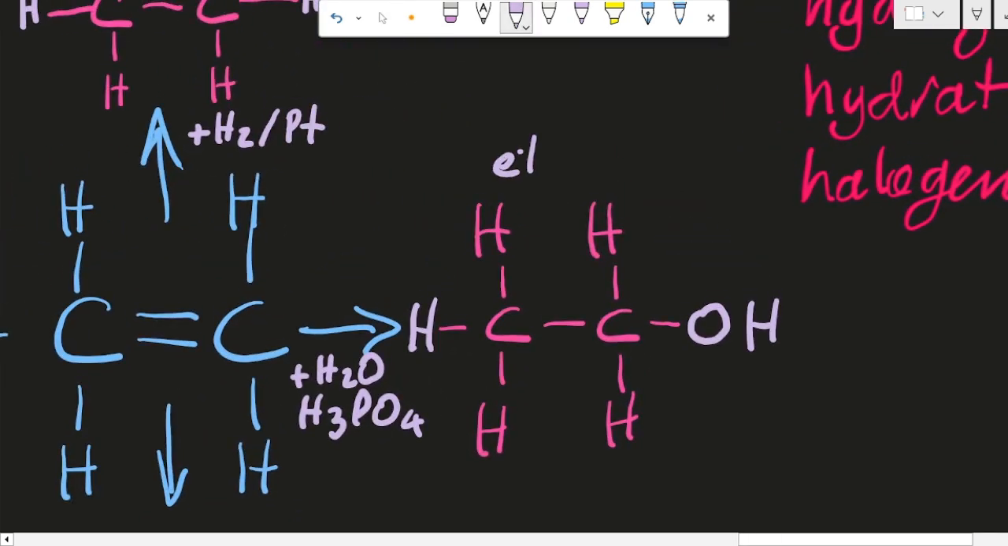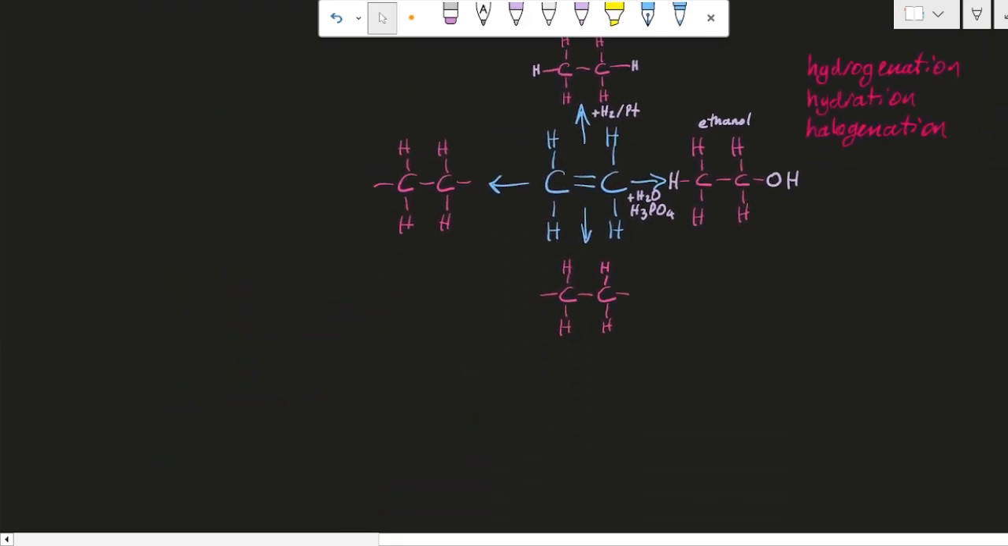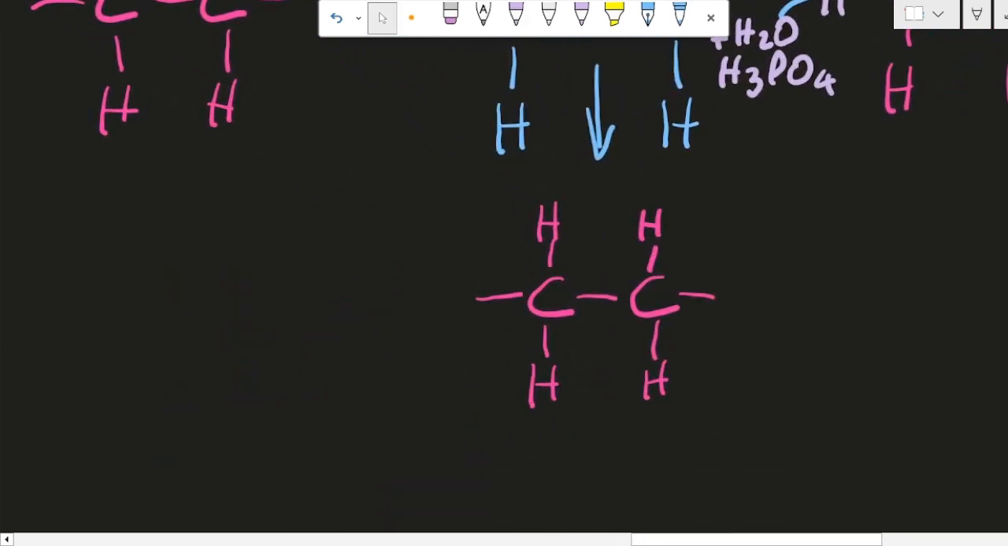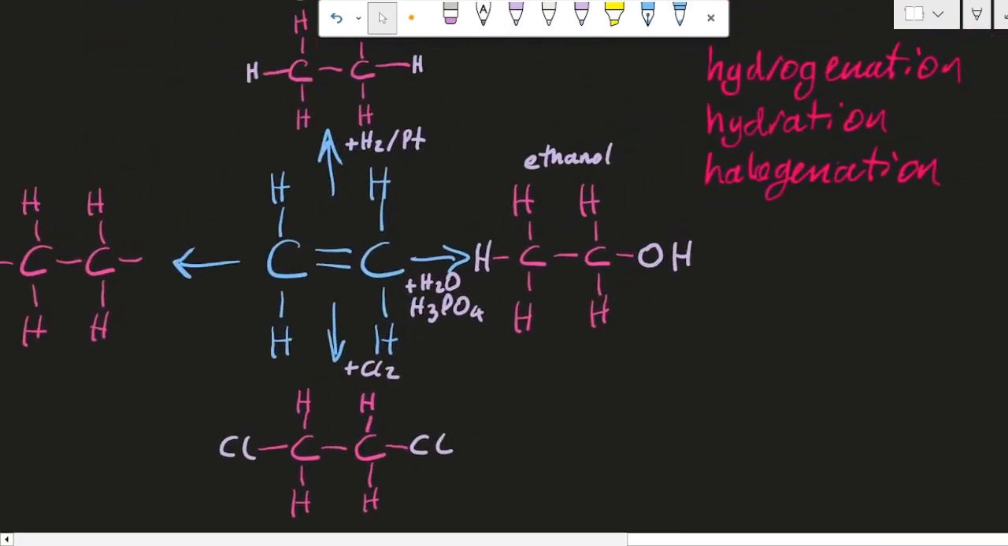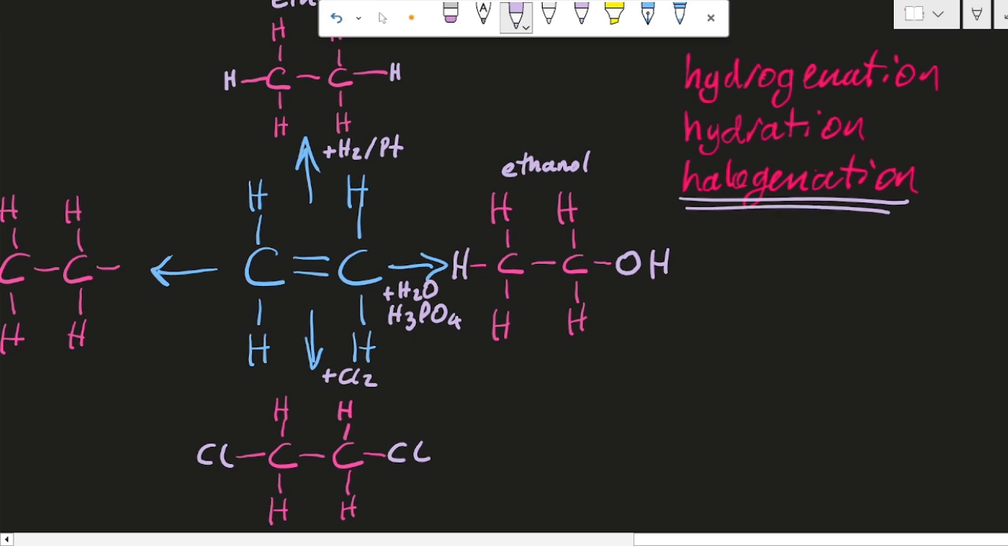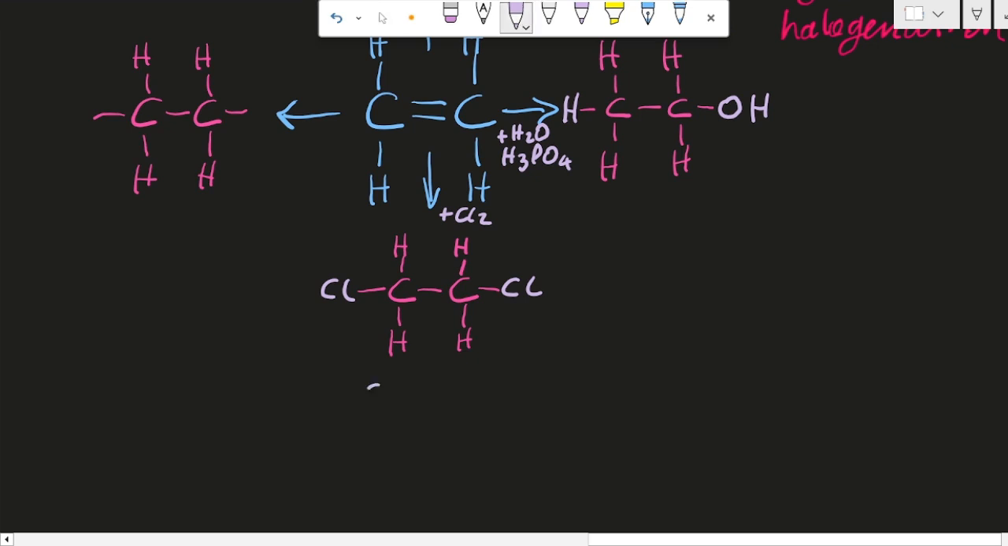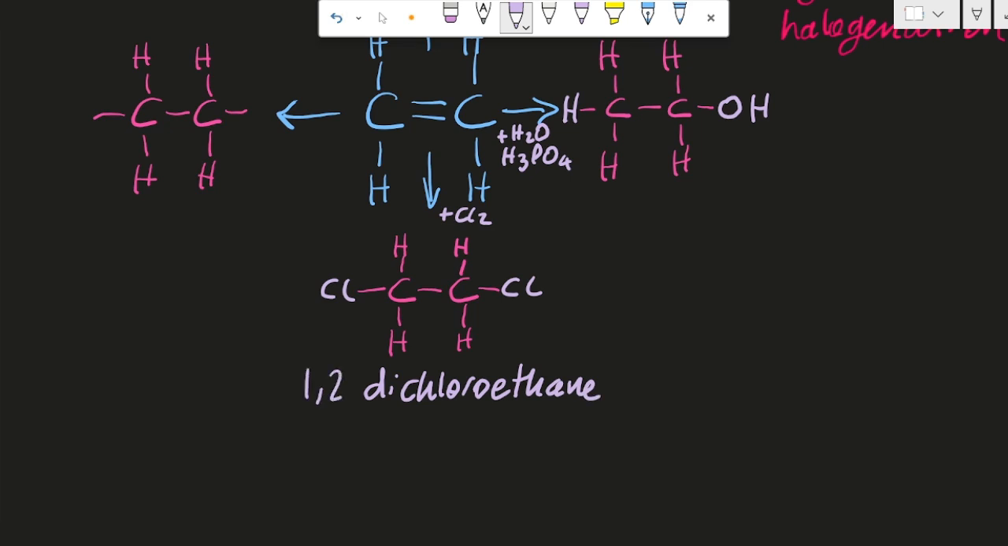It gets a bit messy, but you've got to get it all on one page. Looking down to the third one, I can pop a halogen on here and a halogen on there. So that would be adding chlorine, and that would be halogenation or chlorination. This chemical is dichloroethane, and you do need the numbers because there are 2 isomers, 1,1, and in this case it's the 1,2. Sometimes they ask about that.